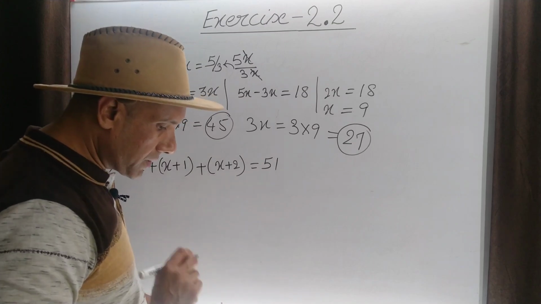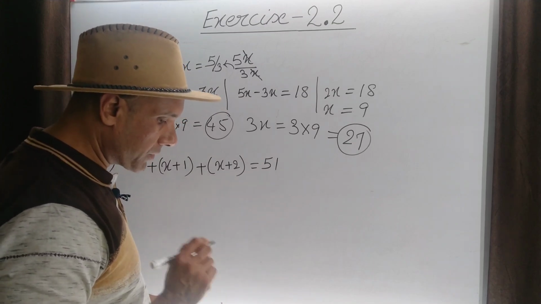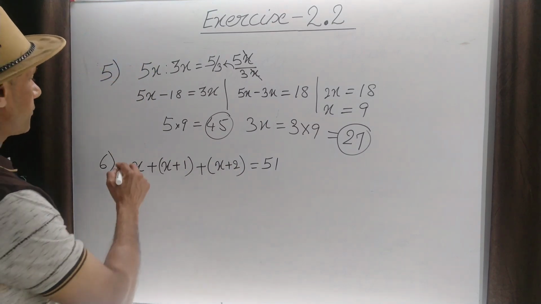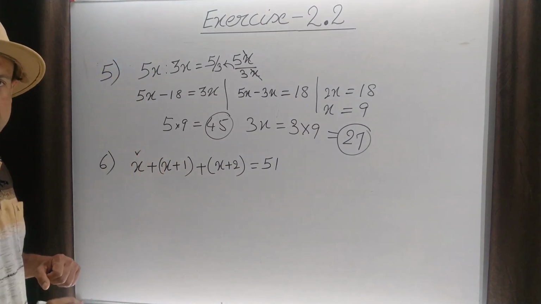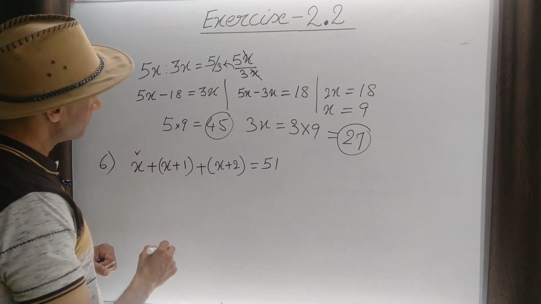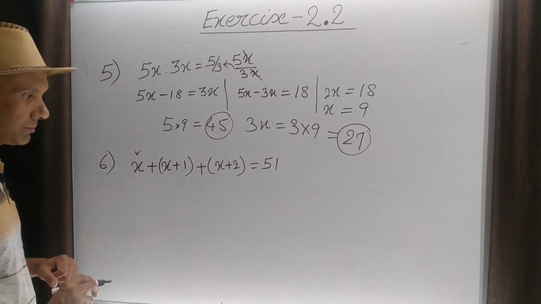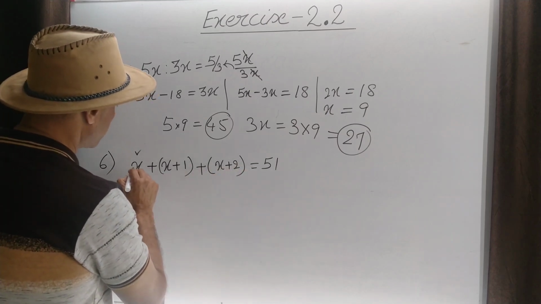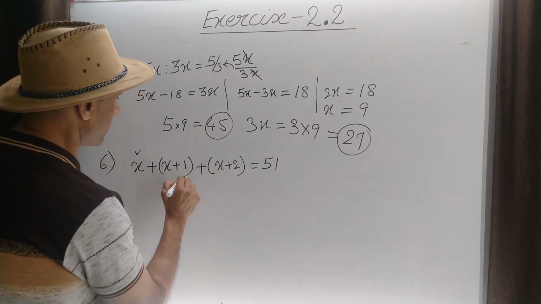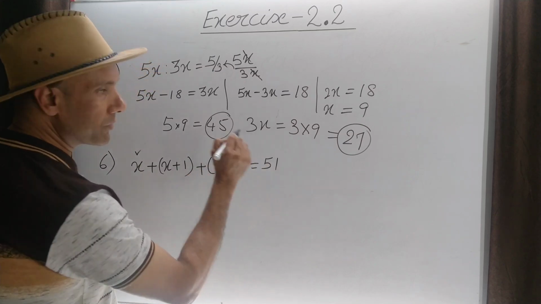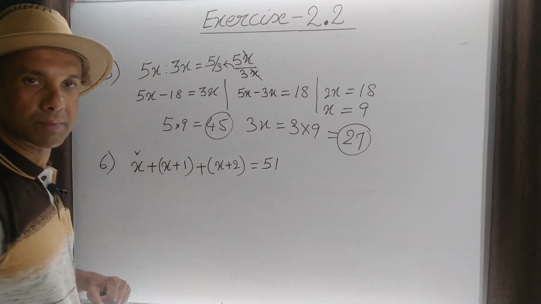Moving on to question number 6. Three consecutive integers add up to 51. We have to find the integers. So let the first integer be x. The second consecutive integer will be x plus 1 and the third will be x plus 2. Understood? If we add all these three, x plus the next number x plus 1, after that the next number x plus 2, we get 51. So this forms our equation.